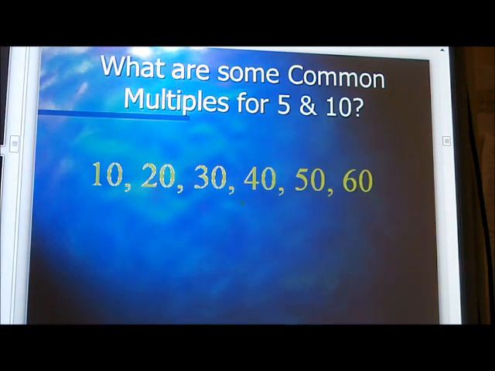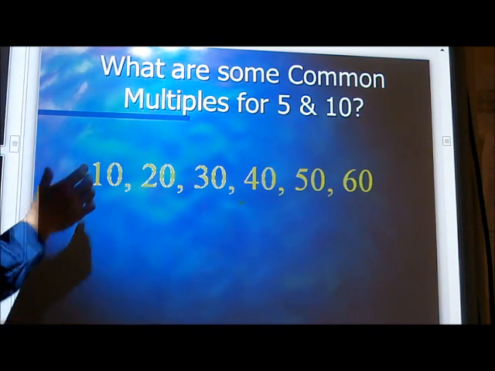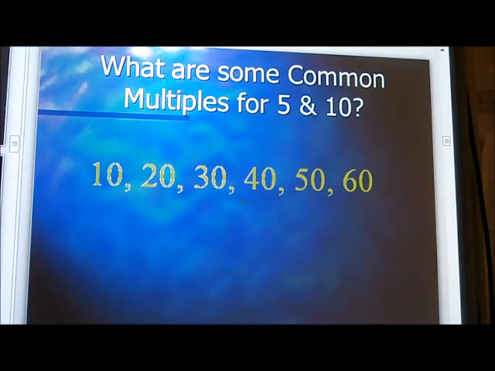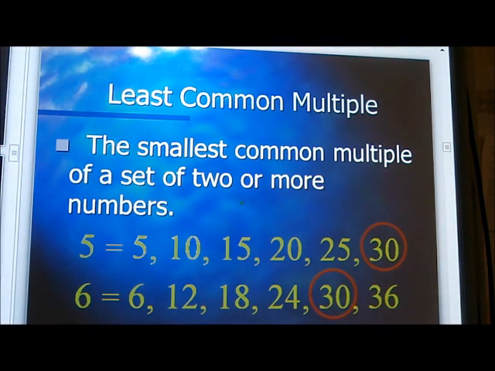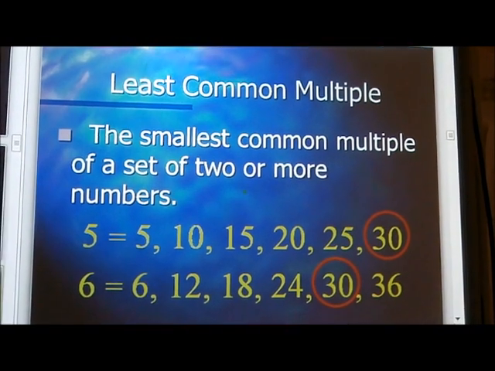5 and 10: skip counting by 5 is really quite easy, and 10 is even easier yet. So you know the ones that end in 0 are going to be common amongst both of those. This is what I just got done talking about. The least common multiple is the smallest common multiple of a set of 2 or more numbers. So again, they wrote it out just like I did, much neater, obviously. And then they've circled the least common multiple in those 2 sets.